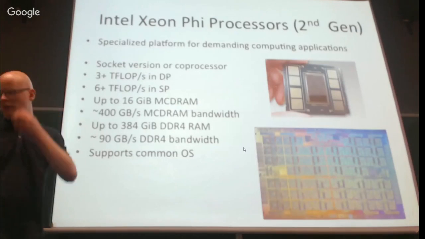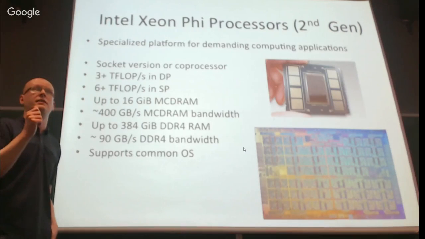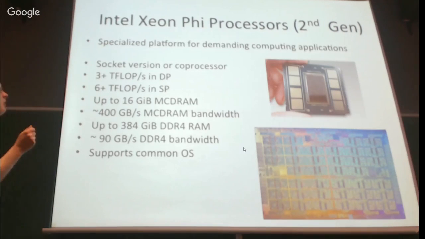So now we're going to talk about Xeon Phi processors, second generation. Processors being the key word here, not coprocessor. Although, remember, it comes in the flavor of a coprocessor. If you want to install it in a machine, you can install it as a coprocessor as well. But the flavor that's going to be most popular is the on-socket flavor. Self-bootable. That's the thing to remember here. Socket version or coprocessor flavors. Over 3 teraflops per second of performance in double precision, 6+ teraflops per second in single precision. So quite a jump over KNC and quite a jump over Xeon.